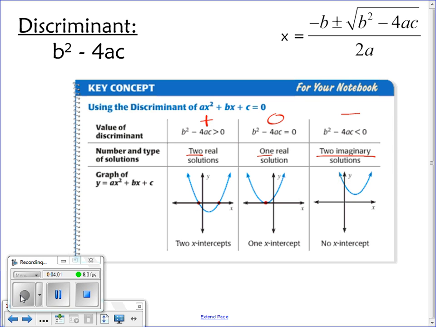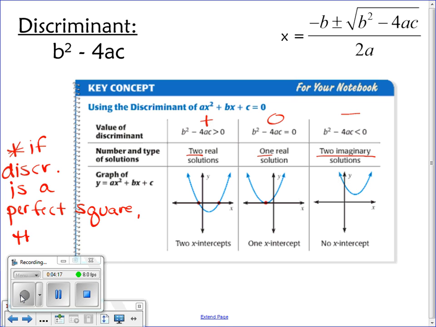The other big thing for discriminant, which is huge, will help you on your test, is if the discriminant is a perfect square, the original problem is factorable.